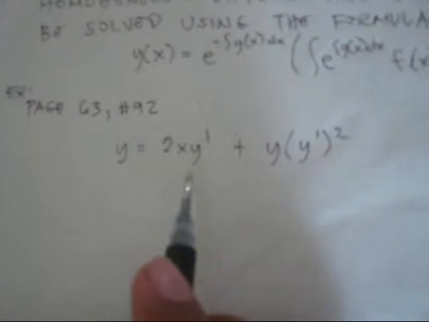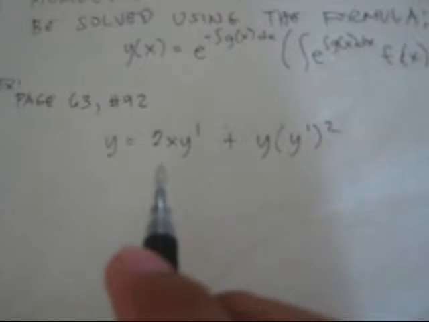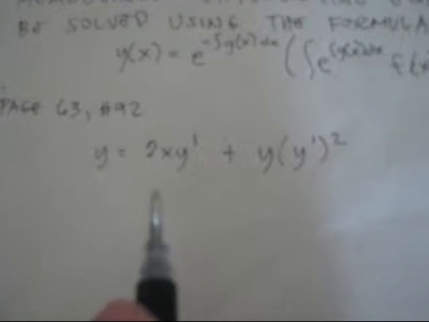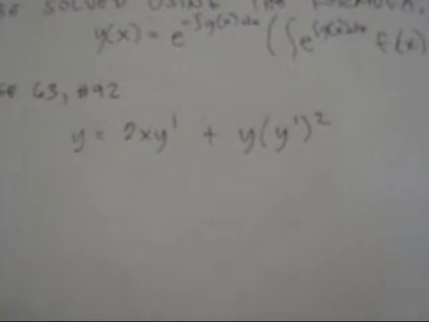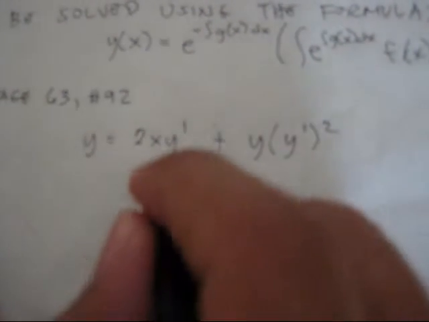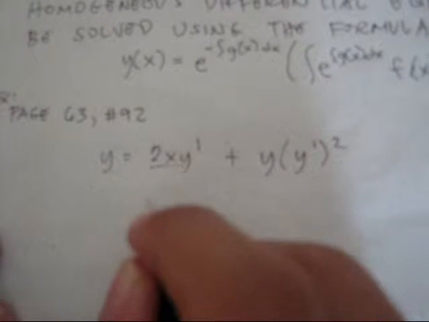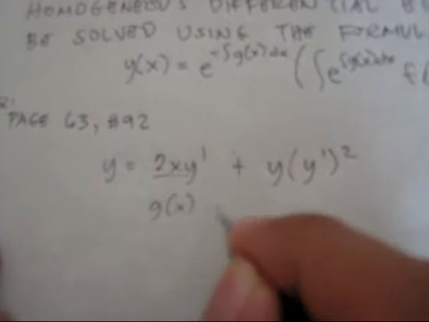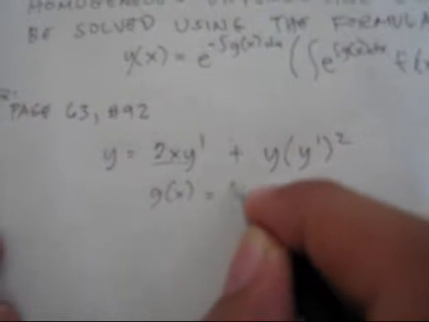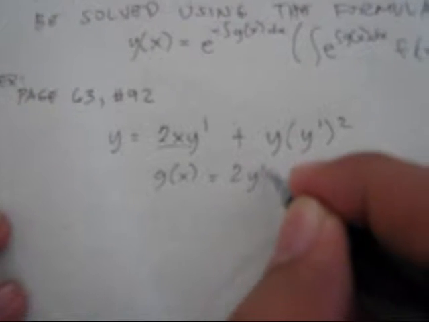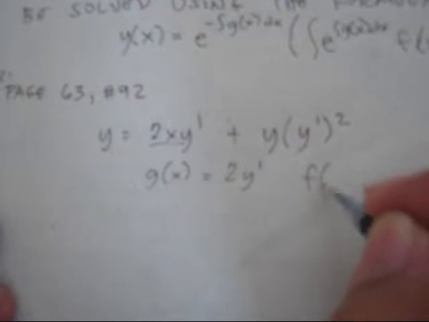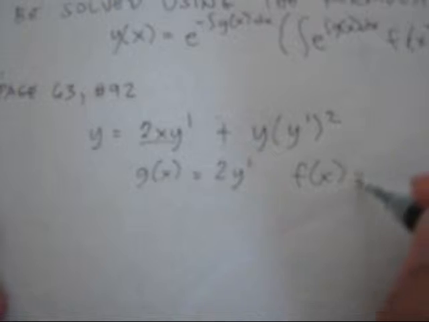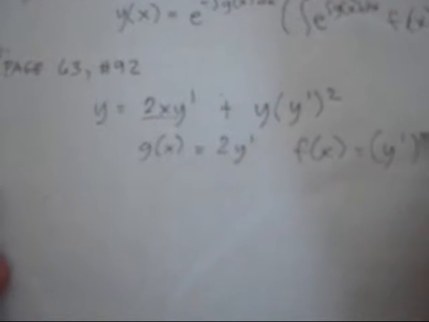So we must identify first the g prime, the g of x and the f of x. So the g of x is here, so g of x is equal to 2y prime, and the f of x is equal to y prime squared.